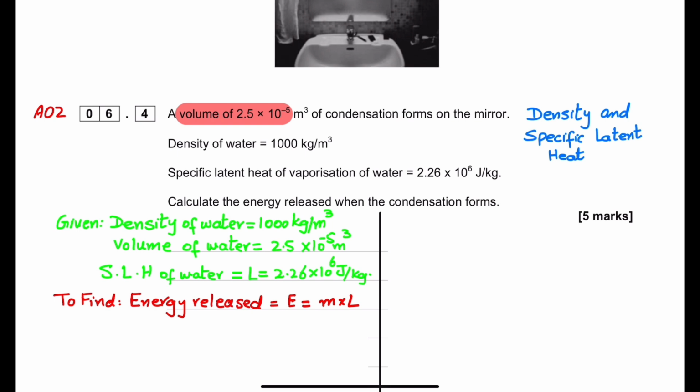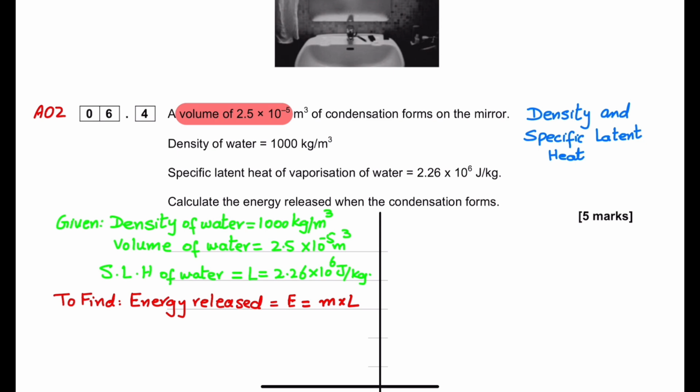A volume of 2.5 times 10 raised to the power minus 5 meter cubed of condensation forms on the mirror. The density of the water is given, 1000 kilogram per meter cubed. Specific latent heat of vaporization of the water is also given, 2.26 times 10 raised to the power 6 joules per kilogram. Calculate the energy released when the condensation forms on the mirror. We are already given the density, the volume, and specific latent heat. We need to find the energy released.